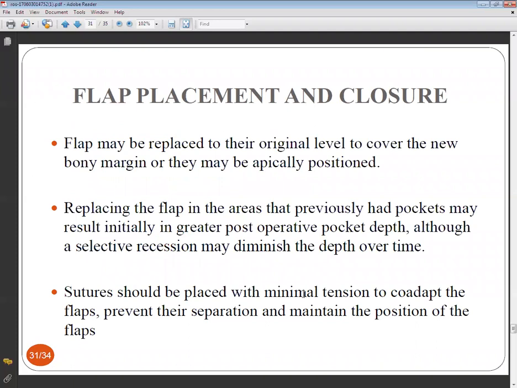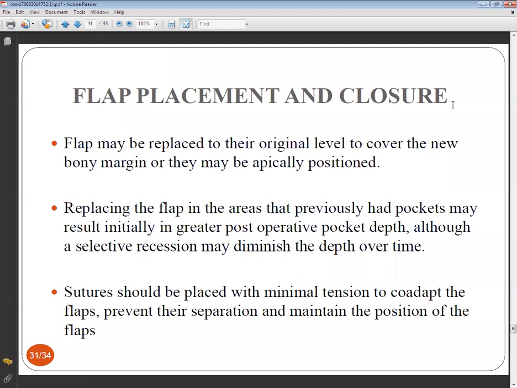So once you do all this vertical grooving, radicular blending, flattening of your interdental bone, and gradualization of your marginal bone, these are the four steps of your resective osseous surgery. So once you elevate your flap and do these four steps, the first two steps are called osteoplasty procedures. The next two steps are called ostectomy procedures.